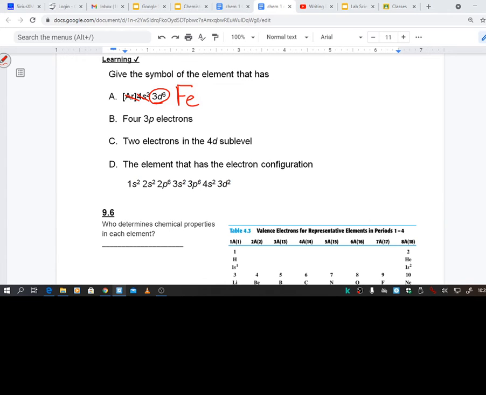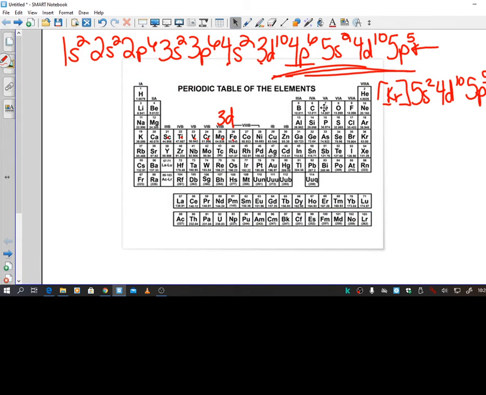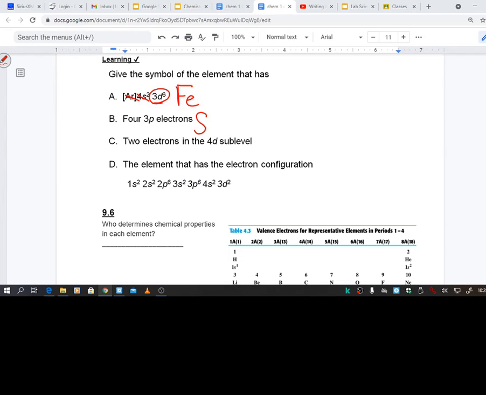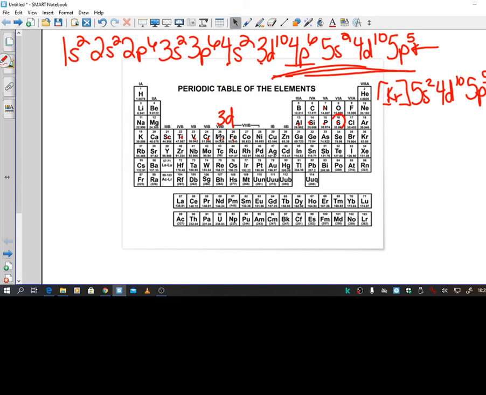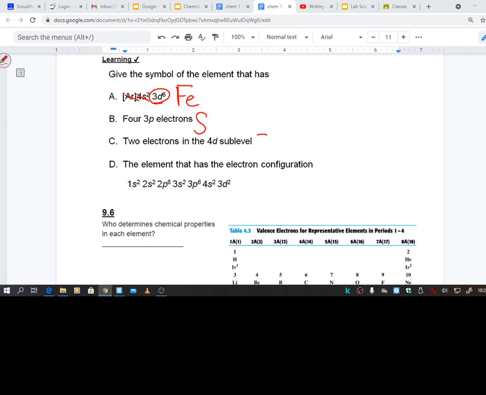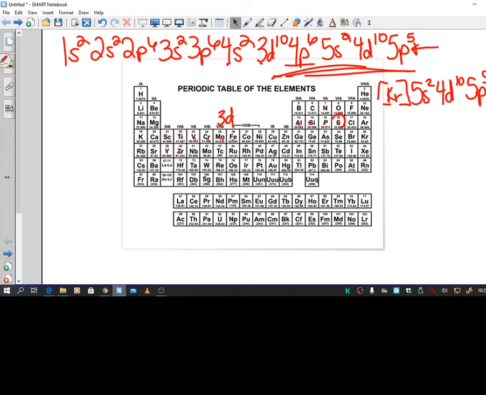Now this is 4 3p electrons. So let's look at that. Here's 2p, here's 3p, and they want four of them, 1, 2, 3, 4, that is sulfur. Two electrons in the 4d sublevel. All right, so this is 3d, here's 4d, and they want two electrons, so 1, 2, that is zirconium. Okay, the element that has the electron configuration, now they give you this whole configuration, you just really need to look at 3d2. So who is 3d? Here's 3d, 1, 2, titanium. So Ti.